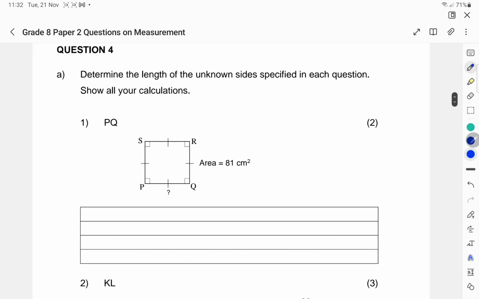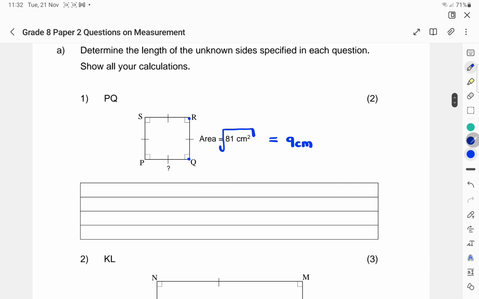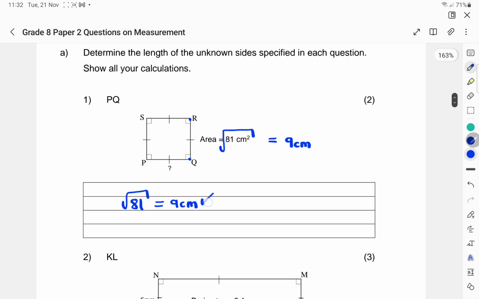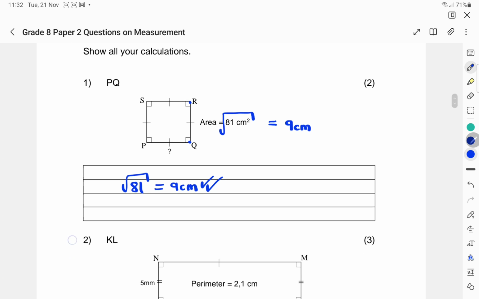Okay, question 4. Let's have a look. Determine the length of the unknown sides specified in each question. Show all your calculations. Okay, so they tell me that the area is 81. So again, if you square root 81, you'll get that each side is going to be plus minus 9 centimeters. So it's going to be a positive 9 because we're working with distance. So what would PQ be? It would be 9 centimeters. Okay, you could have shown your working out. I'm sure if you just said 9 centimeters, you would have gotten your 2 marks over there as well.